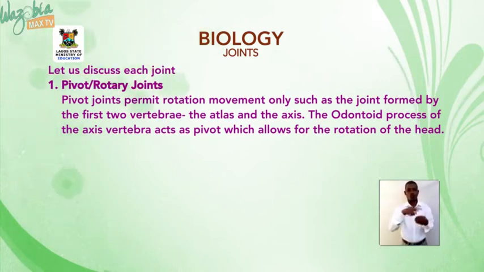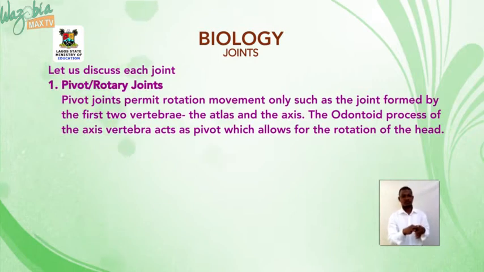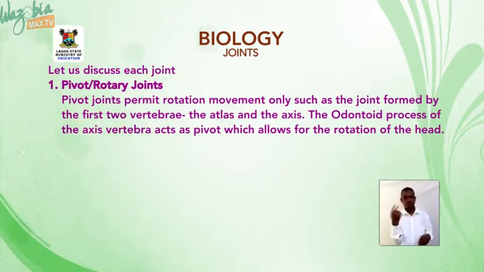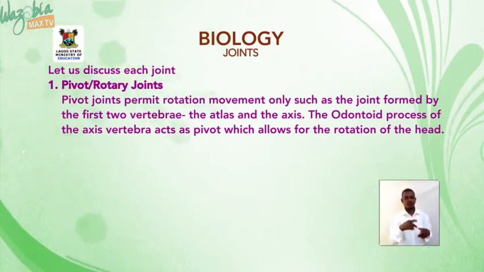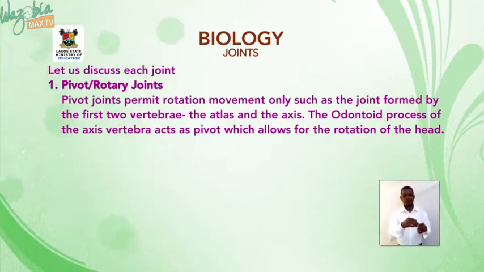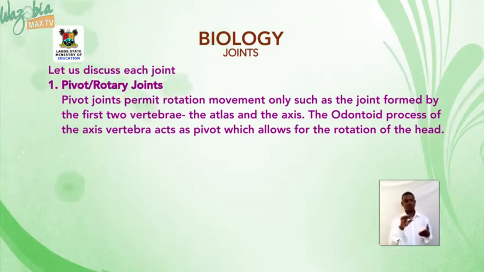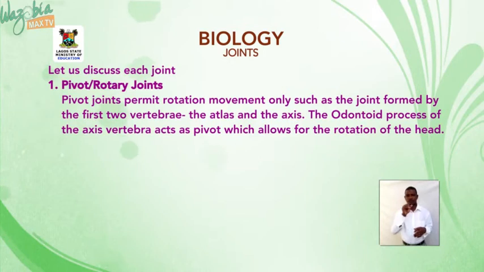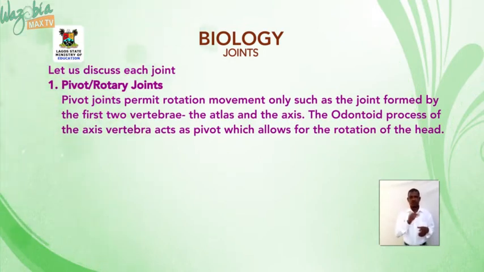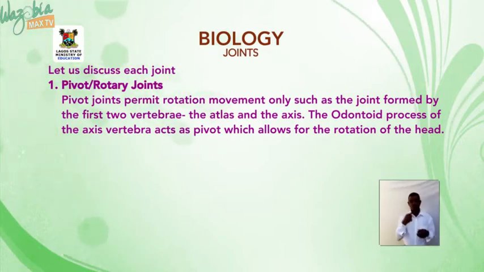Pivot or rotary or rotating joints. Pivot joints permit rotation movement only, such as the movement formed by the first 2 vertebrae, that is, atlas and the axis. The odontoid process of the axis vertebra acts as pivot, which allows for the rotation of the head.